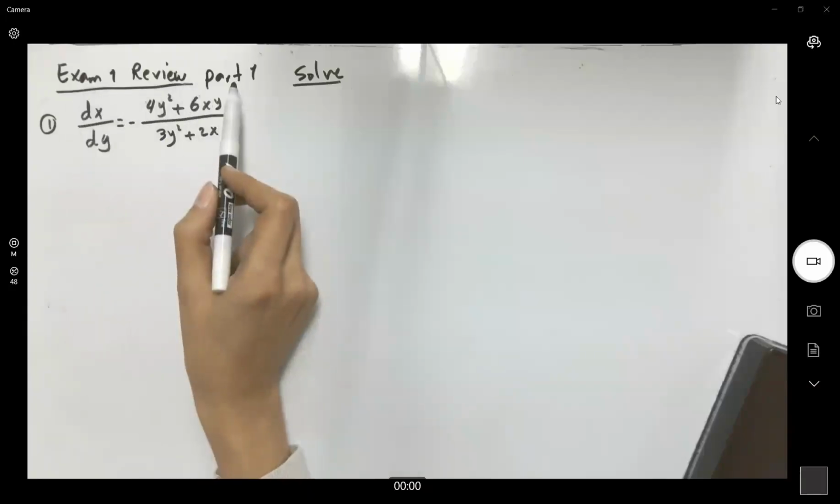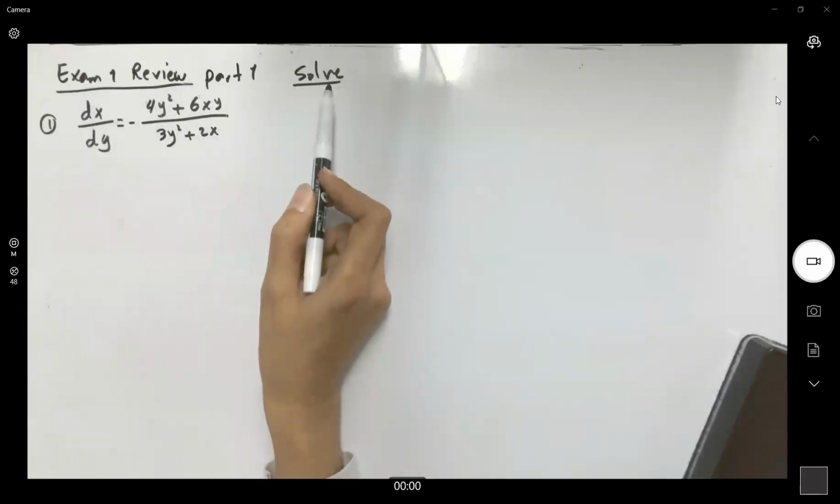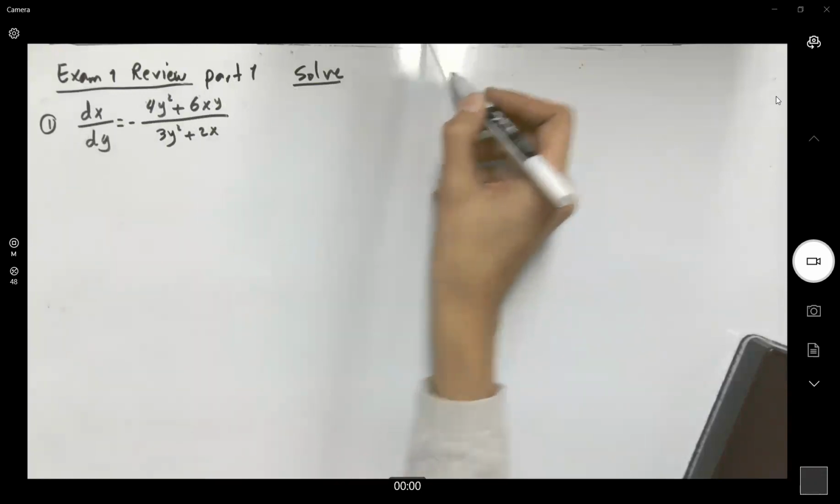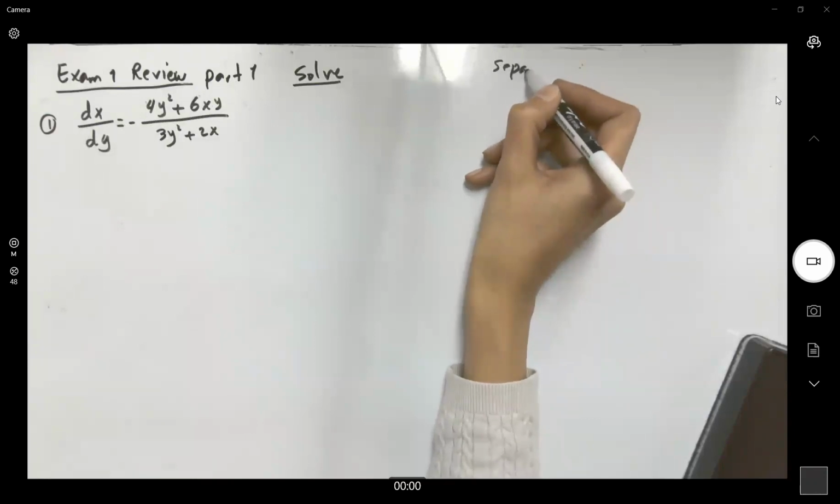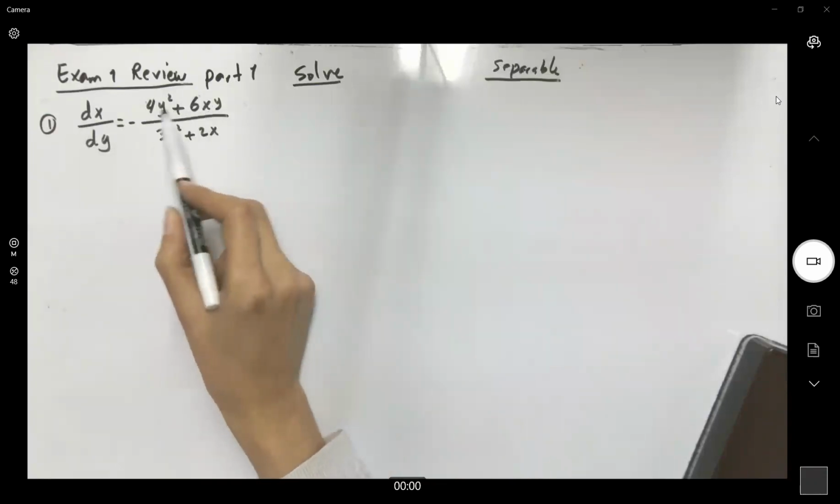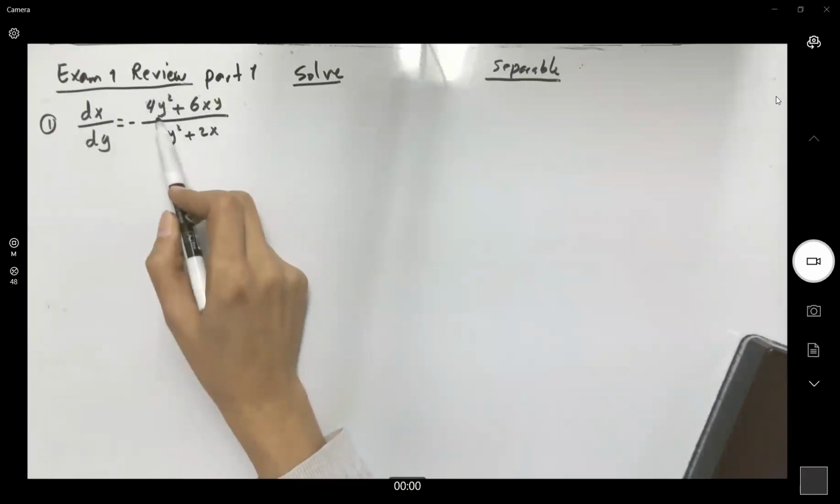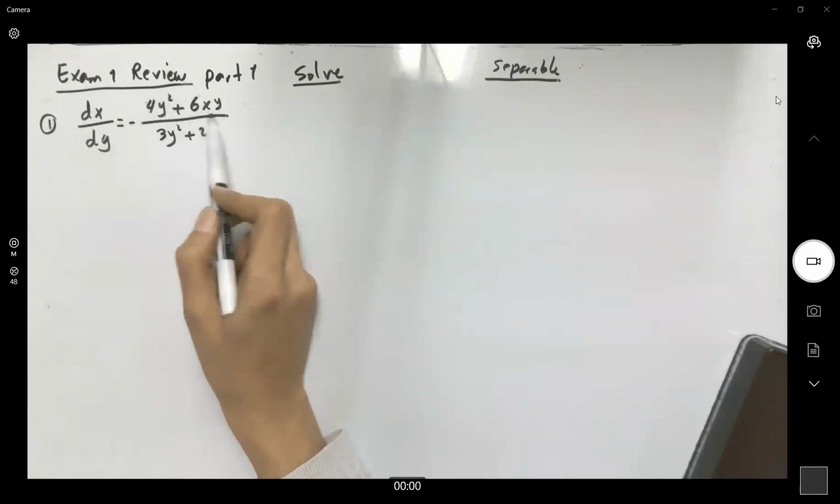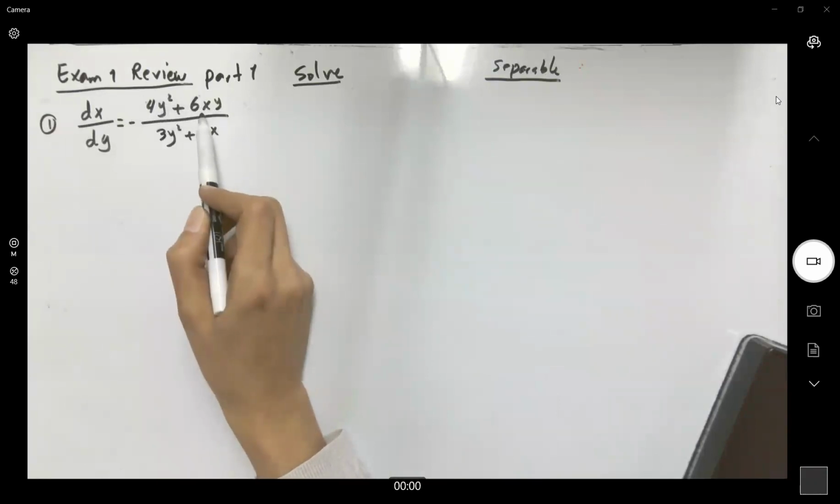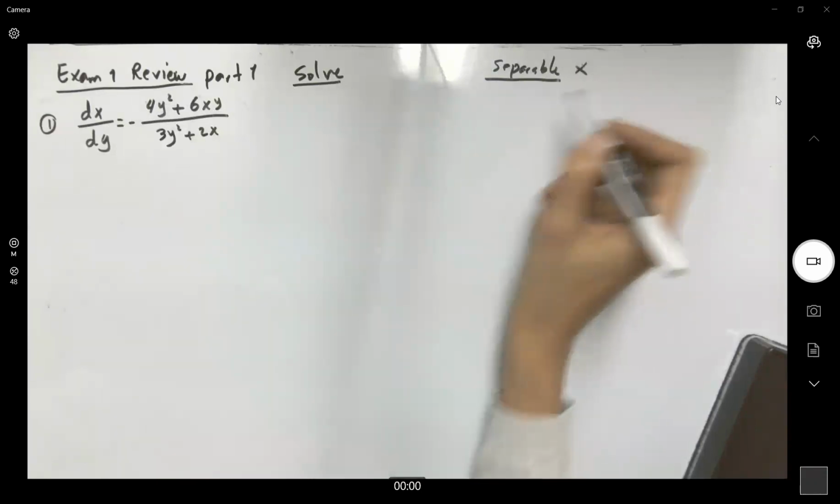Example review, part 1. Let's move on to page 2, solving differential equations. So we have this differential equation. First, check to see if it's separable or not. Obviously, it's not a separable differential equation. Here, if you factor out y or 2y, you end up with another y plus a term in x, so we cannot separate this.